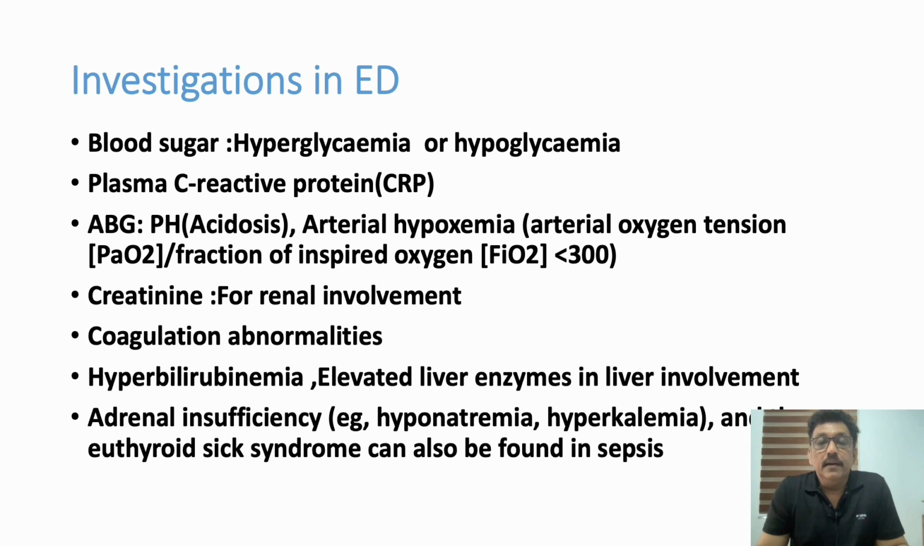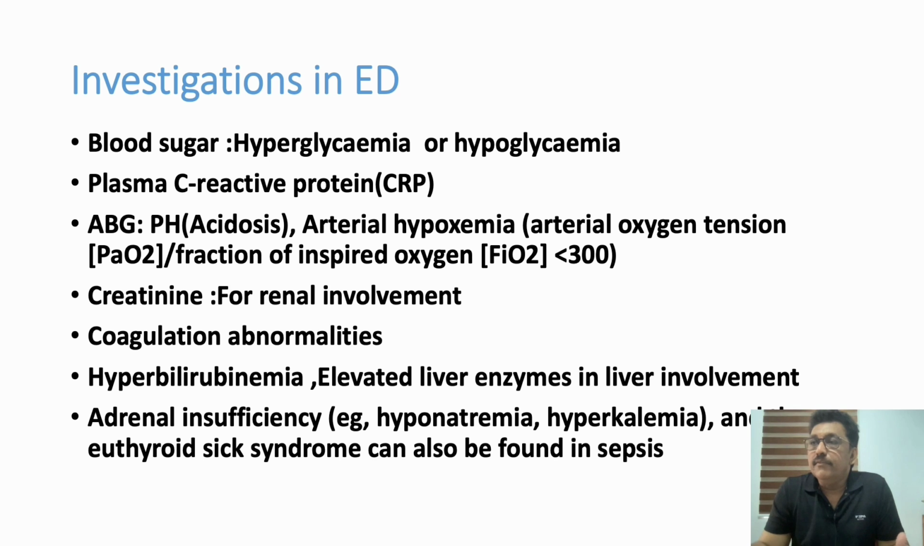Next one is inflammatory markers. A commonly used inflammatory marker is CRP. CRP is elevated in all types of inflammation, whether it is infection or simple inflammation. Other positive inflammatory markers are serum ferritin, serum fibrinogen, and ESR. They are all positive inflammatory markers. They increase when there is an infection or inflammation.